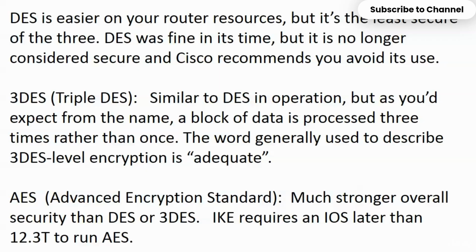Now, 3DES or triple DES, it's very similar to DES in operation, but as you'd expect from the name, a block of data is going to be processed 3 times rather than once. And the word generally used to describe 3DES level encryption is adequate. You know, it's okay. It's not great, but it's okay. Now, AES can be really great. The Advanced Encryption Standard, it's much stronger overall security than either one of the other two choices, but also it requires an IOS later than 12.3T to run AES, which in today's network shouldn't be any issue for you, either lab or production. But we're going to stick with 3DES here.